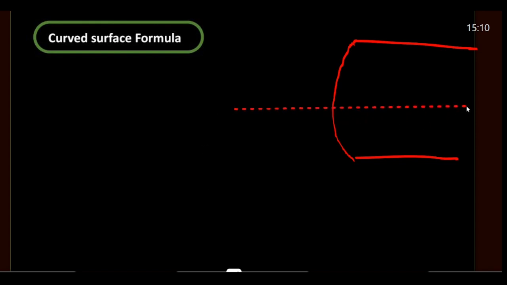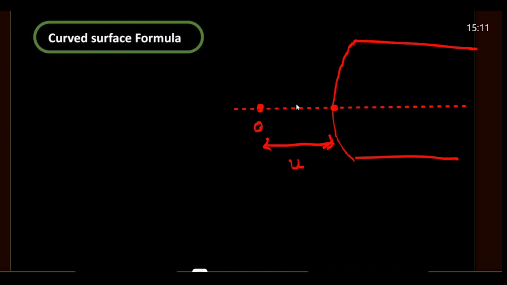Now let's see the curved surface formula. Here we are considering a curved surface, and this is a medium. Here too we are considering a line. So this is the line. Now when we place the object here, the distance from this point to here is known as the object distance, right?